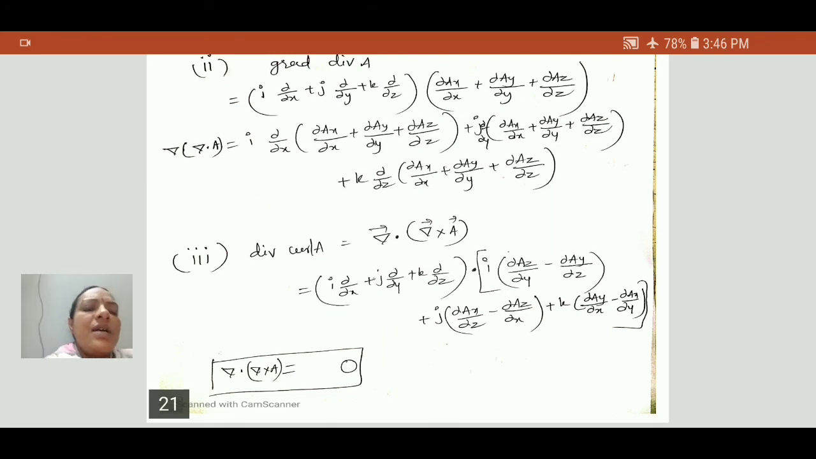So these are some problems based on the gradient of a scalar field, the curl of a vector field and the divergence of a vector field. These are problems showing how to solve different types. Try to solve more problems so that you get different ideas. Okay, this is about today's class.